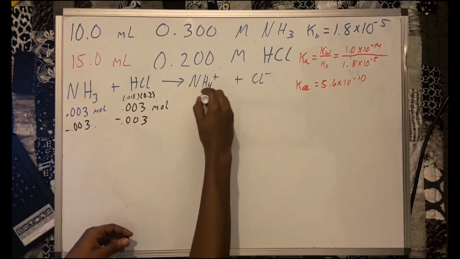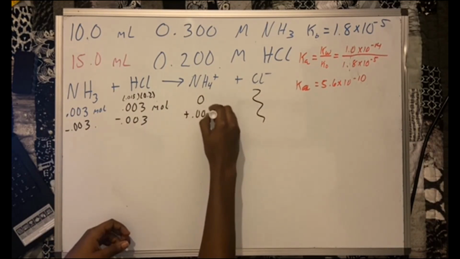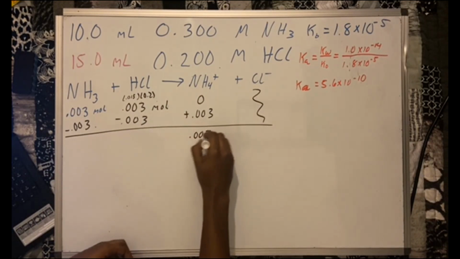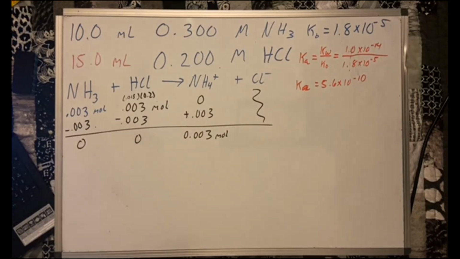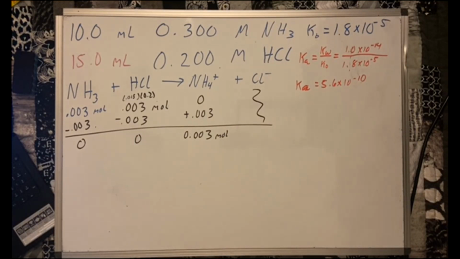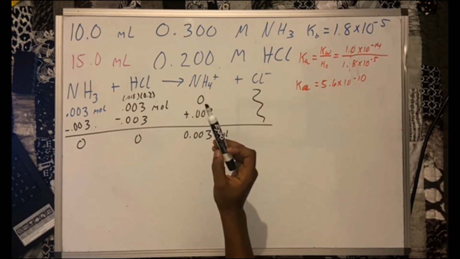Subtract, and then add it. These are 0, don't care about that one. Add it to this side, 0.003. So I get 0.003 moles of this, and 0 of that, and 0 of that. Right, here we don't have a buffer, we just have this left over. So now the question becomes, how do you find the pH of this solution? And again, we're going to divide by our total volume. Why didn't you do anything with NH3?